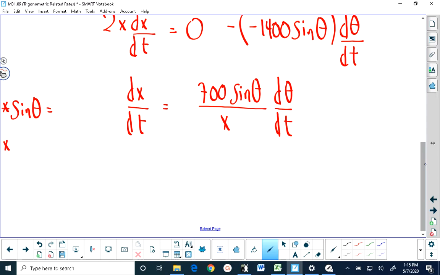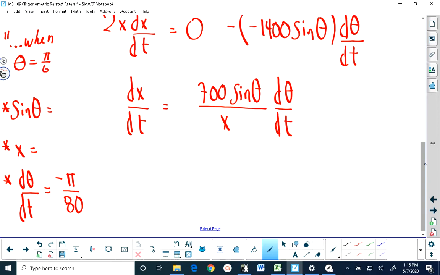We also need to know the value of x, and we also need to know the value of d theta/dt. Well, d theta/dt is easy because it's given to you. It's negative pi over 80 rads per second. Sine of theta is not given to you, but in the question it says essentially when theta equals pi over 6 rads. And if theta is pi over 6, then we need to know what sine of pi over 6 is. Sine of pi over 6 is 1/2, and you can determine that by looking at your unit circle.